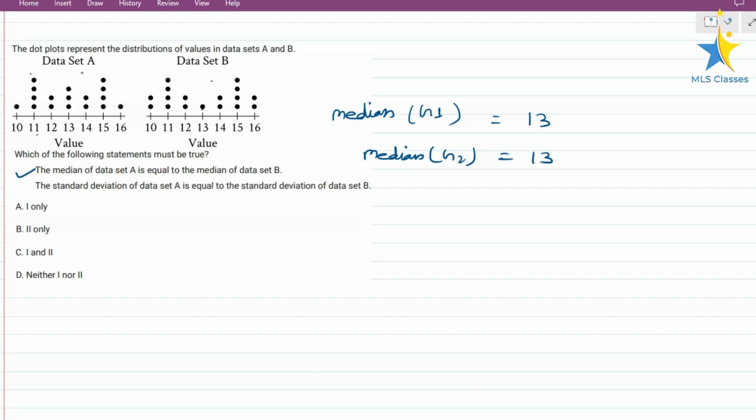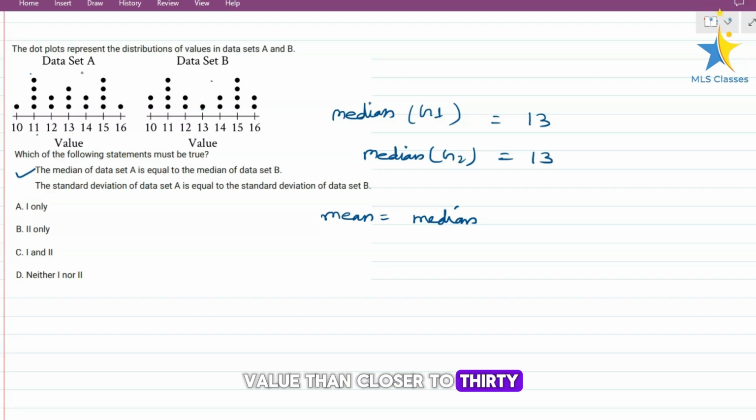And smaller when there are more values closer to the mean. As I said, since both distributions are symmetric with an odd number of values, the mean of each dataset is equal to its median. So here we can say mean will be equal to median. Since mean is equal to median, each dataset has a mean of 13. Since more of the values in dataset A are closer to 13 than dataset B, it follows that dataset A has a smaller standard deviation.